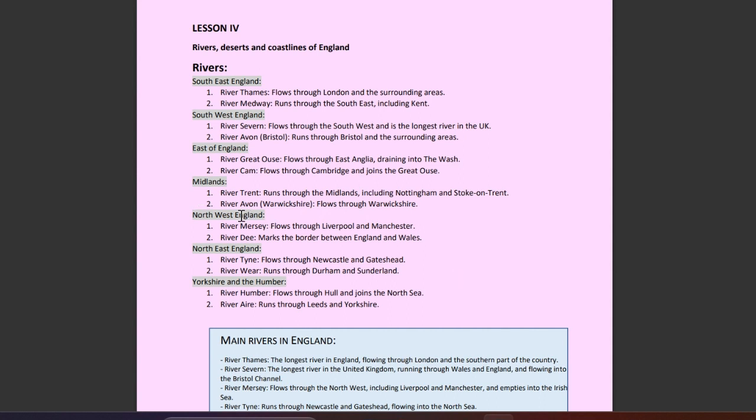Next region, we have Northwest England. Then we have here River Mersey and River Dee. In the Northeast England, we have River Tyne and River Wear. And in Yorkshire and Humber, we have River Humber, of course, and River Aire.